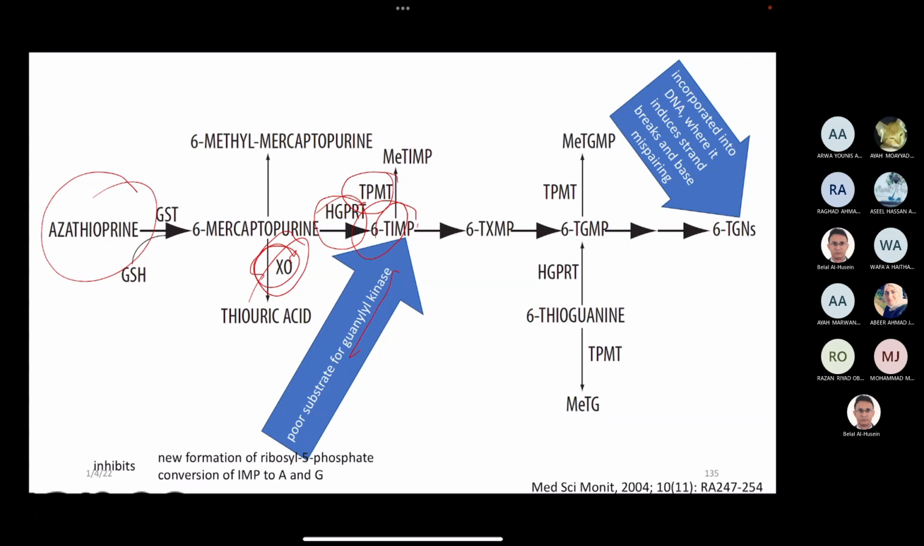We also have thioguanine nucleotides, which form eventually, and those are incorporated into DNA and RNA synthesis, and they cause strand breaks or mispairing, which would be difficult to repair, and then the cell dies. 6-thioguanine is also activated through hypoxanthine guanine phosphoribosyltransferase, or deactivated by TPMT, which is thiopurine methyltransferase.